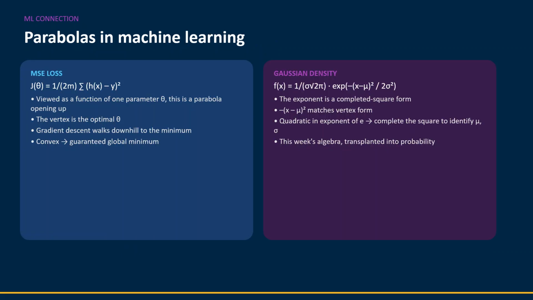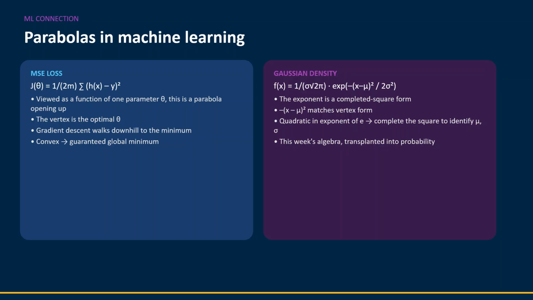Two big machine learning connections. First, mean squared error. When you fit a line to data, the loss function J of theta equals the average of squared residuals. If you plot J against the slope parameter theta, you get an upward opening parabola. The vertex of that parabola is the optimal theta, the least squares solution.